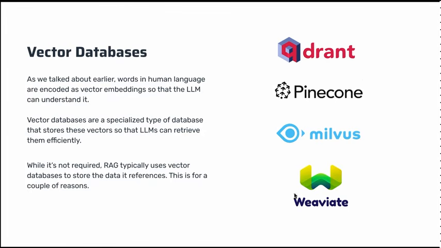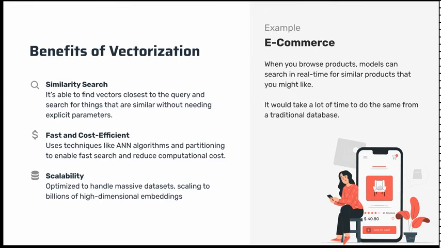And on the right-hand side here, I've just put a couple of the most commonly used vector databases as of today. Here are some of the benefits of vectorization. So the first one is similarity searching. We talked earlier about how LLMs understand human language not as words as we understand them, but as coordinates in an abstract space, and different words could be plotted close together in that abstract space based on their meaning.